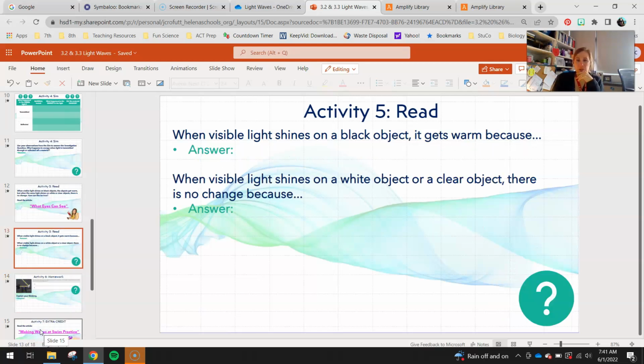When visible light shines on a black object, it gets warm because. And when visible light shines on a white object or a clear object, there is no change because. So explain what's happening with reflection, absorption, and transmission there. Okay, and then go ahead, take a second, pause this, finish up activity 5 reading and the 2 questions, and then we'll go on to activity 6, which is your homework.